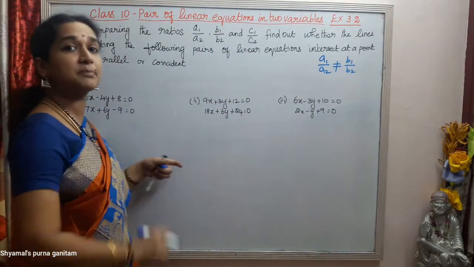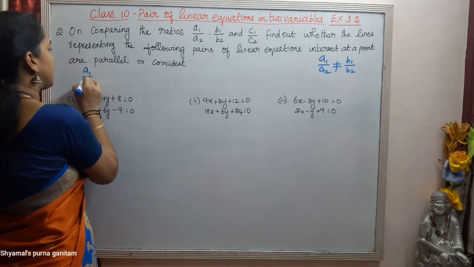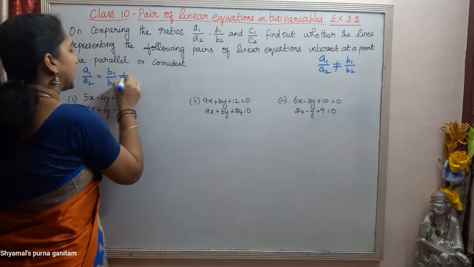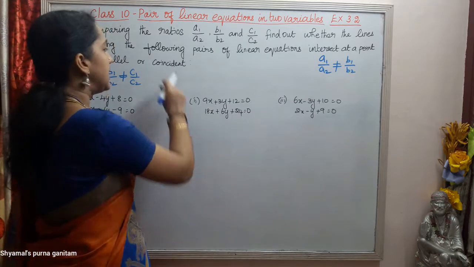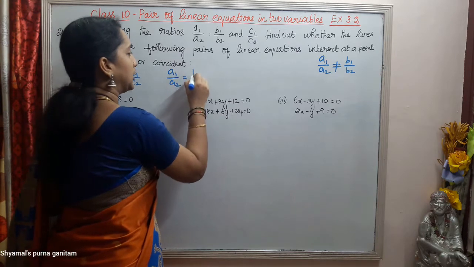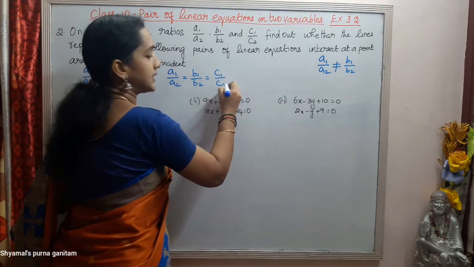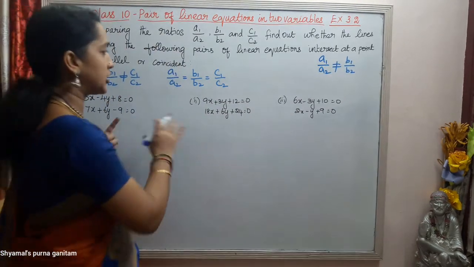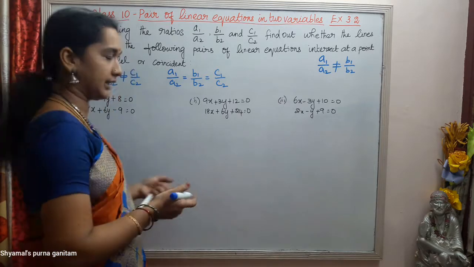Next are parallel lines. For parallel lines the condition is A1 by A2 is equal to B1 by B2 not equal to C1 by C2. And for coincident lines, A1 by A2 is equal to B1 by B2 is equal to C1 by C2. We will check these three conditions and find out what type of lines we are getting.